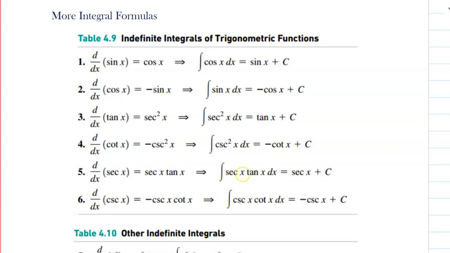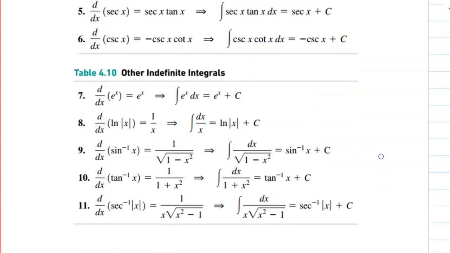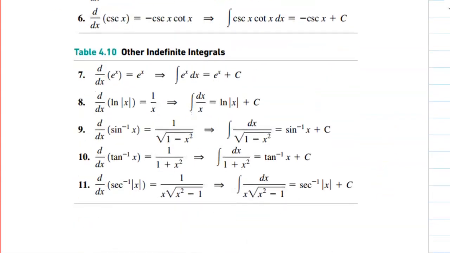So these are the basics for the trig, and we also have the basics. We've already done e to the x. There's also the natural log, and then arcsine, arctangent, and arcsecant. And we'll get more into these in Chapter 5.